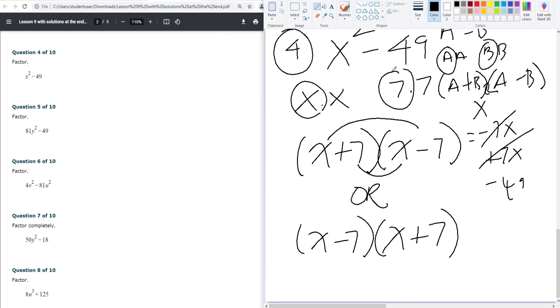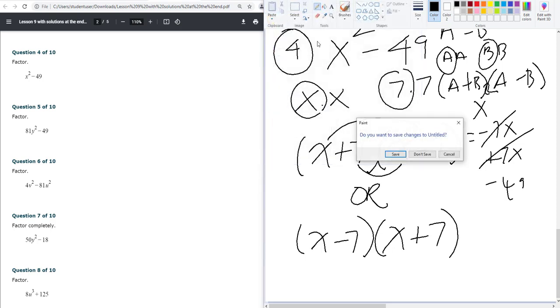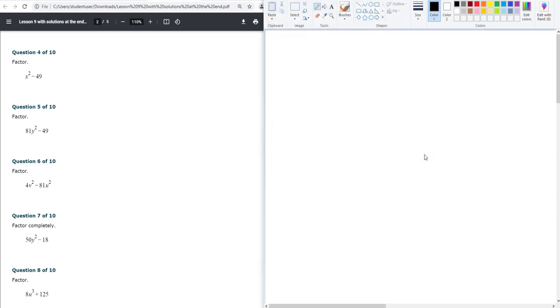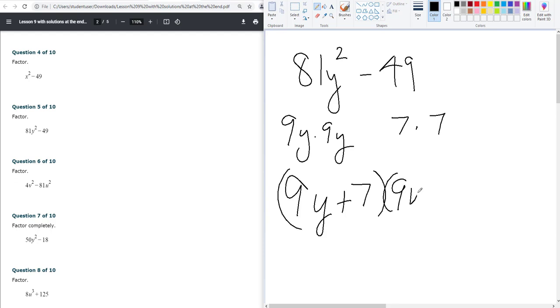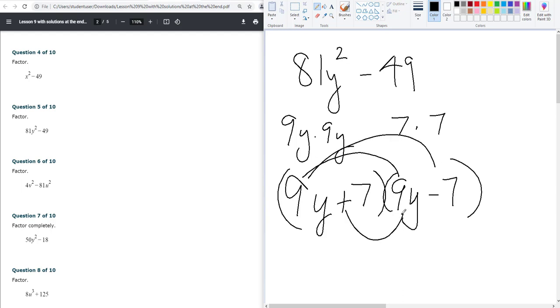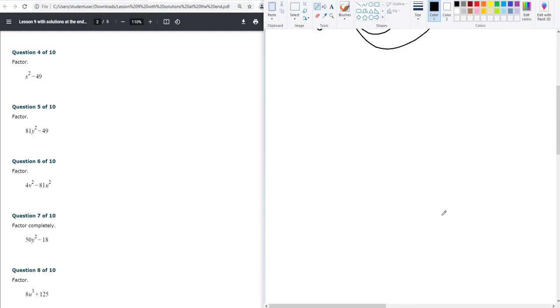All right, let's do number 5 because it's the same kind. We have 81 y squared minus 49. So if it's a binomial, think of the pattern. This is 9y times 9y, and this is 7 times 7. So one of each with a plus, and one of each with a minus. And again, if I distribute, that's going to be 81y squared minus 63 plus 63 adds to 0, minus 49. Always check these. It makes the most sense.